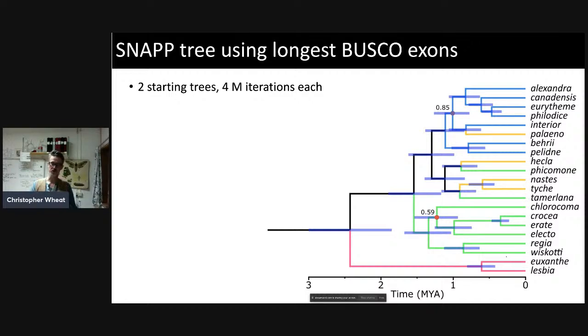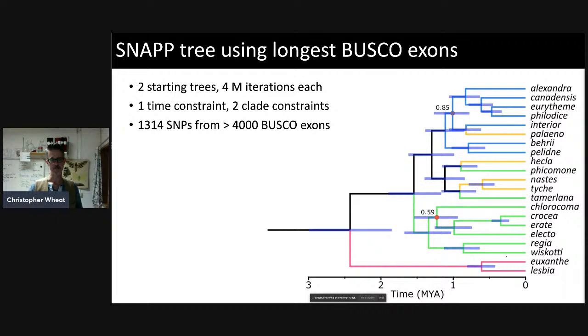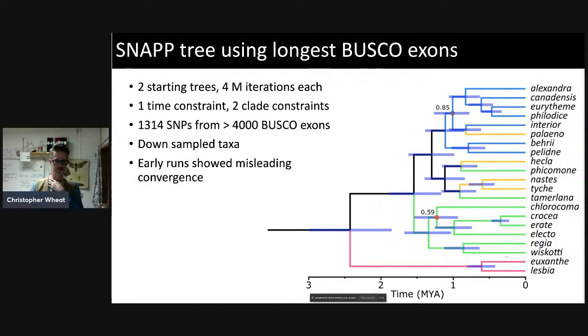And the 2 starting trees that we used, one was an ultrametric tree and one was a cladogram. And after 2 million iterations, they really were not even converging. And that's kind of weird, right? But after 4 million, everybody converged, things look great. So we have a lot of confidence in this tree now. Yeah, so I ended up using around 1,300 SNPs from all these different exons. And this is a slight downsampling from my full data set.